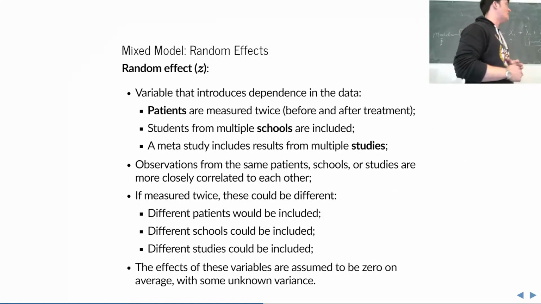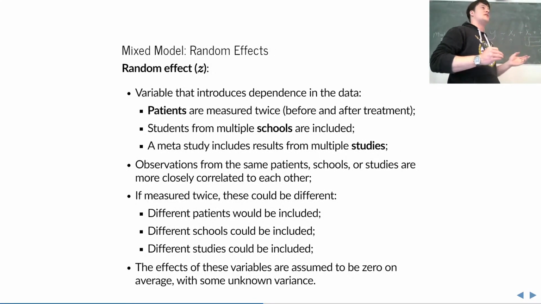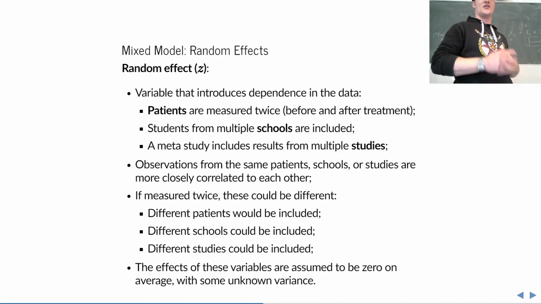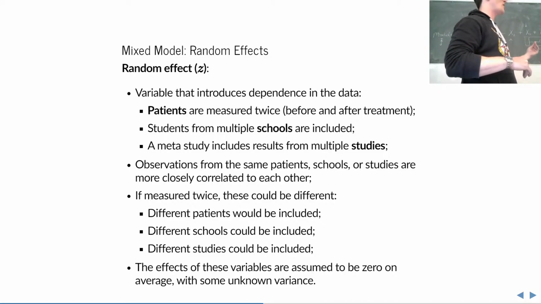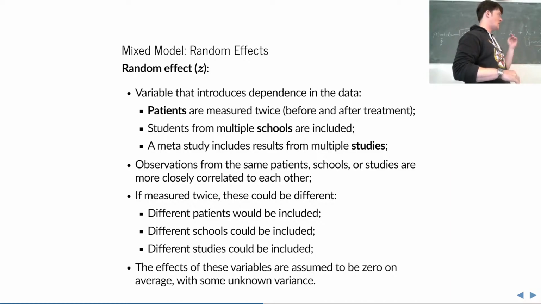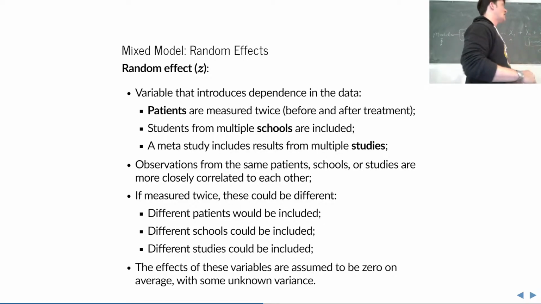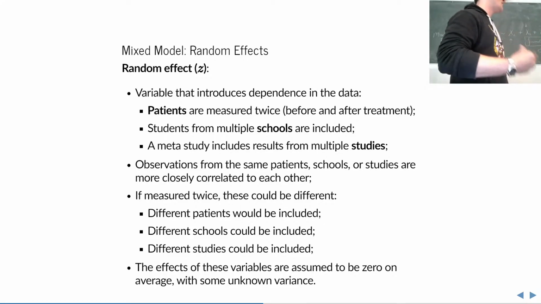What is then a random effect? A random effect is something that introduces dependence in your data. It introduces some sort of structural difference. An example is patients, because you measure the same patient twice, like before and after some treatment. Then the measurements from the same patient, if the patient started out with a low blood pressure, they're going to end probably with a lower blood pressure. That way it introduces a kind of correlation in your data that you don't want, which is called dependence.